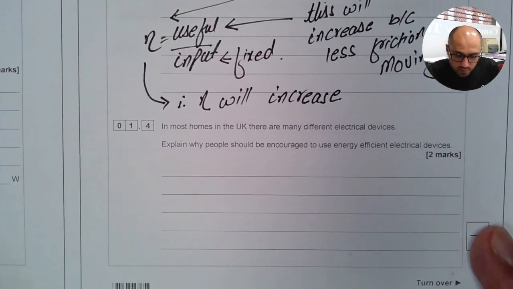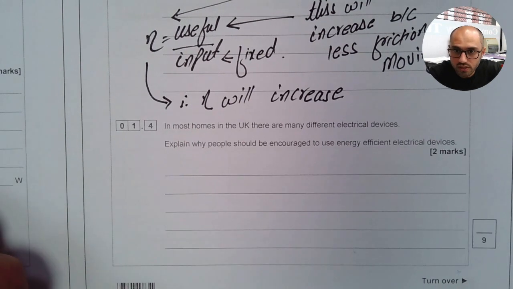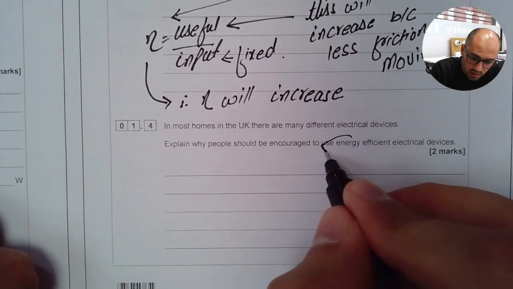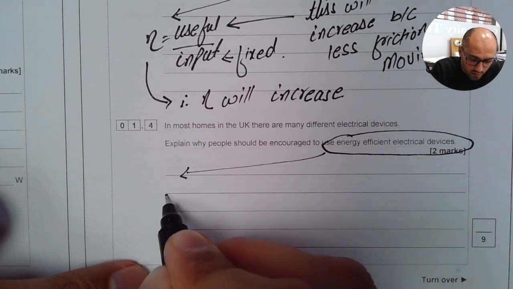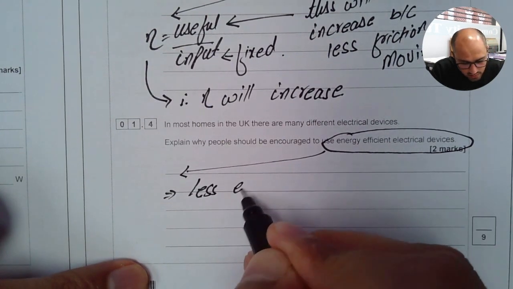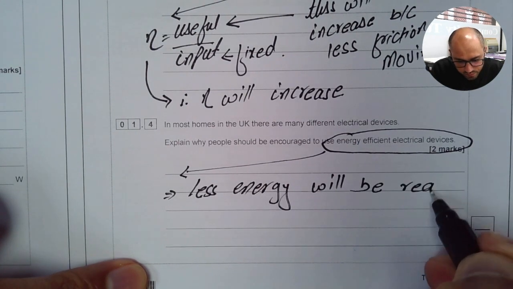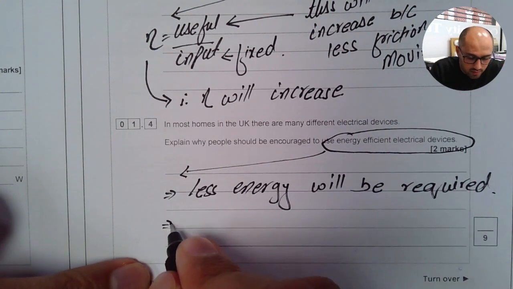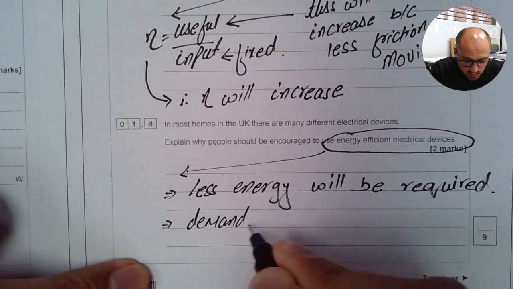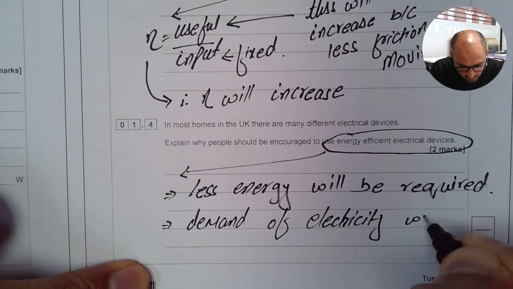Next question. In most homes in the UK there are many different electrical devices. Explain why people should be encouraged to use energy efficient electrical devices. Now if you use efficient electrical devices, then this means you can say less energy will be required. So if less energy will be required, I can then say our demand will go down. It will decrease.